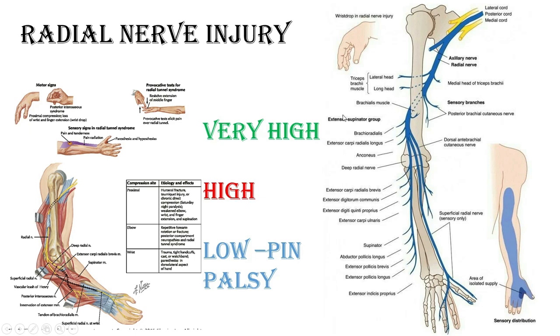Okay. Now for high injury, the biceps and the brachioradialis will be spared, and for lower injury this is called PIN palsy. At this level, metacarpophalangeal joint extension will be hampered. So three types of injury: very high, high, and low.